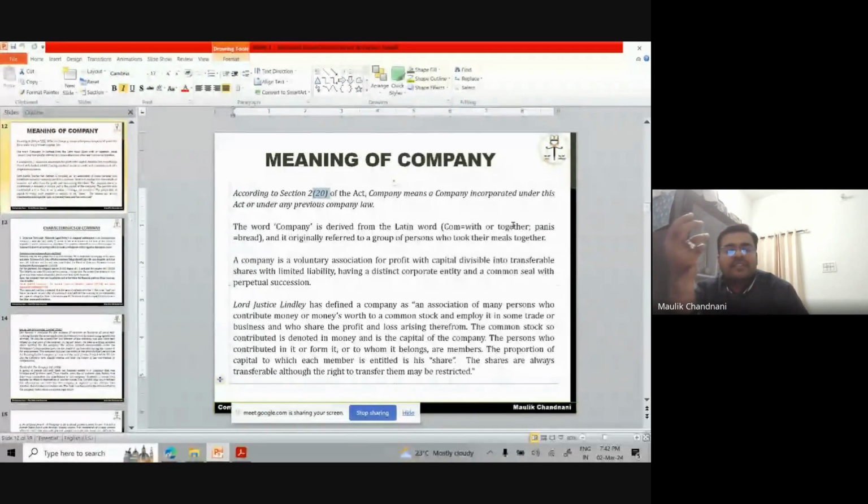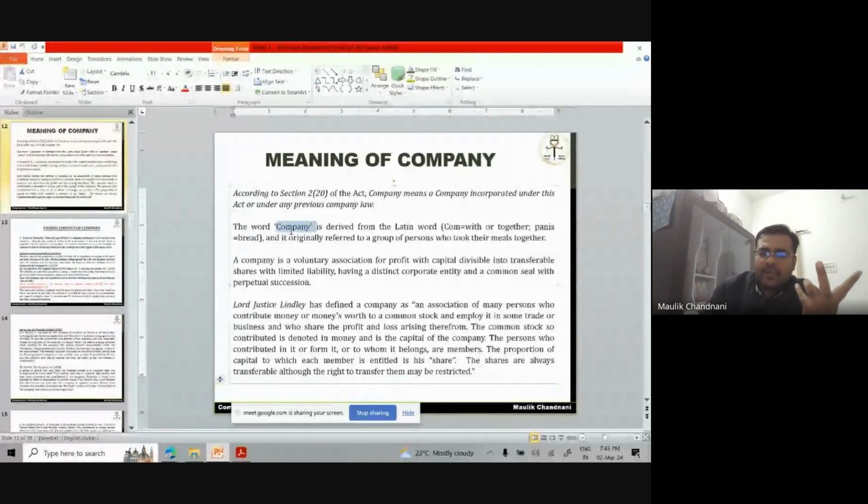When a group of persons try to earn money, try to earn their bread and butter, they come together, they join hands, they try to earn money. That is the Latin two words com plus panis. Together earning your bread and butter. Together earning. वहां से ये word निकला है company. So a group of persons earning their bread and butter together, there's a company. So what is company?